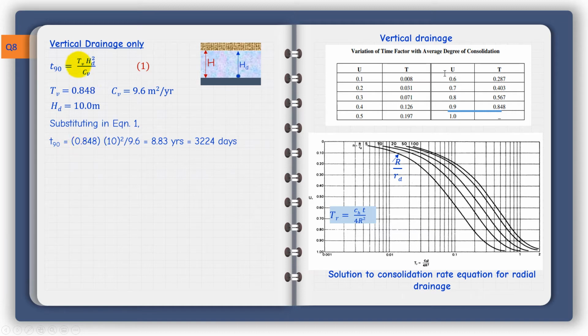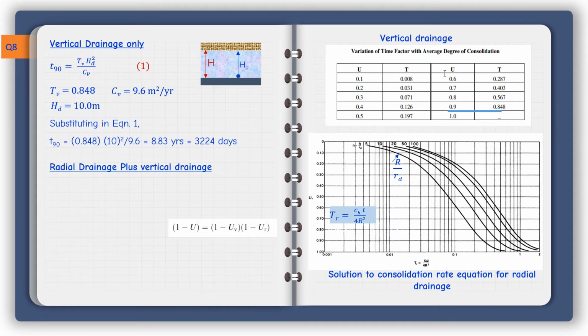0.848 the time factor, times 10 squared, the longest drainage path, divided by 9.6, which is C sub V. So I have 8.8 years or 3,224 days, which means that in the absence of these sand drains that can aid with radial consolidation, this clay will take 8.8 years to consolidate.